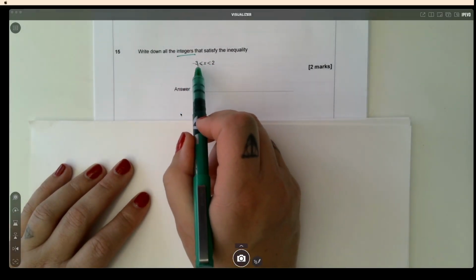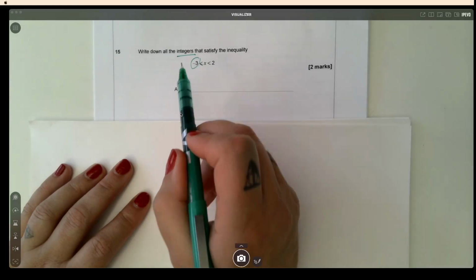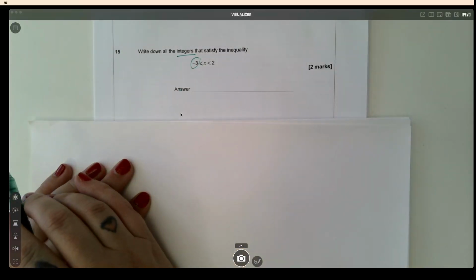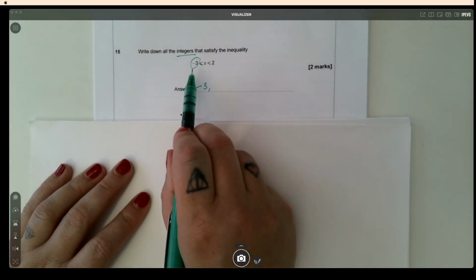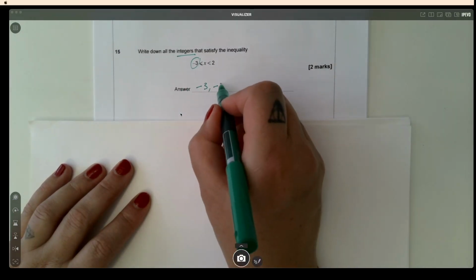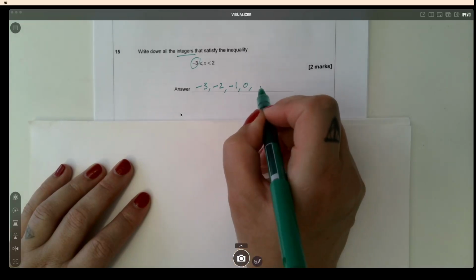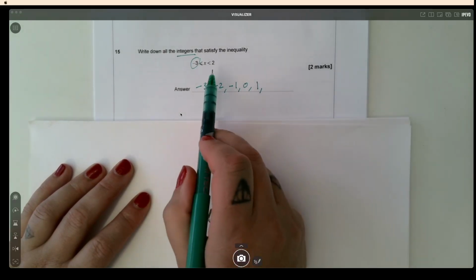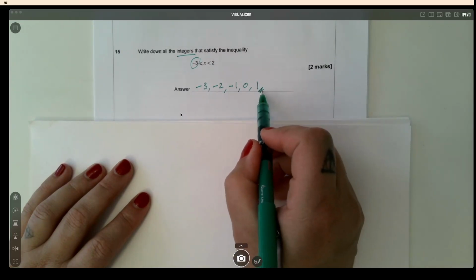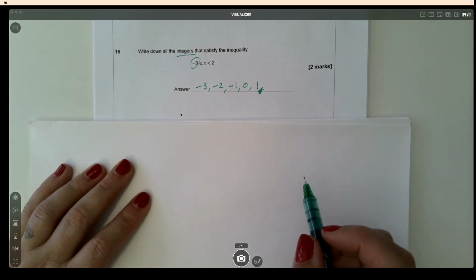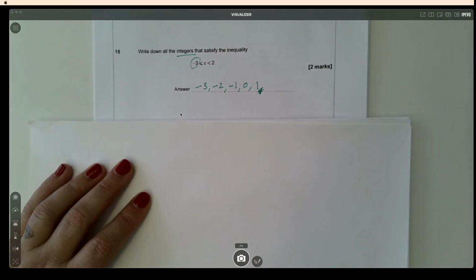Now, this symbol, less than or equal to, means we can include the -3 in our list. So we're going to start with -3, and then we're going to count along towards 2. So -2, -1, 0, and 1. Now, before we include 2, we need to check the symbol. This is a less than symbol, not a less than or equal to, so we're not going to include 2 in the list of integers that satisfies the inequality.